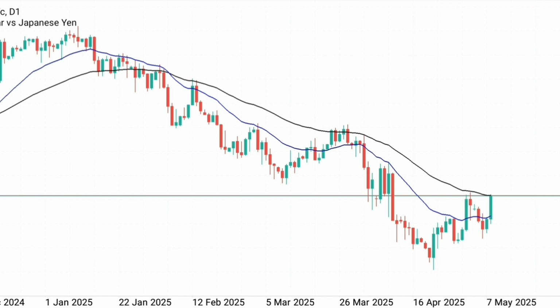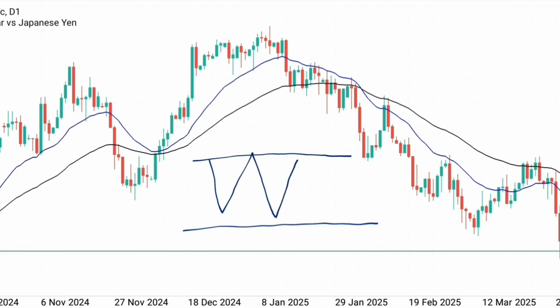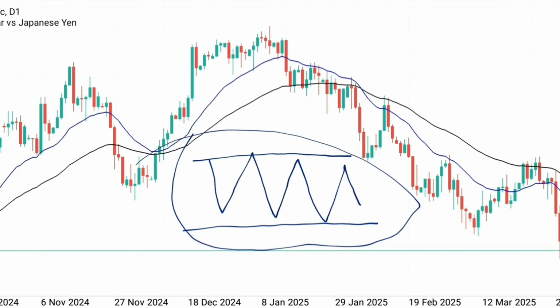Please don't use moving averages in a ranging market. A ranging market means that the market is not in an uptrend and it is not in a downtrend. It could mean that the market is bouncing off from a support and resistance level this way. If you see any market like this, please don't use moving averages there.